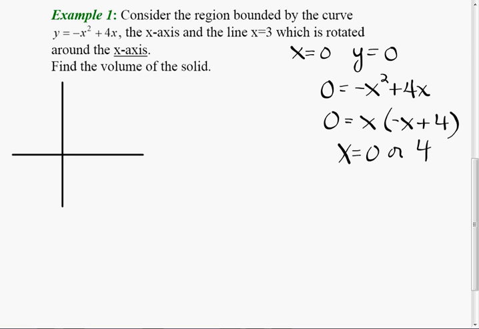You need to draw this. We know it's a parabola. It's going to look like this. And there's a 4. We are going to bound it by the curve itself and the line x equals 3. So I'm just going to do my own x equals 3, put a line there. And the x-axis. So I want this region right here, and I'm going to rotate that around the x-axis.